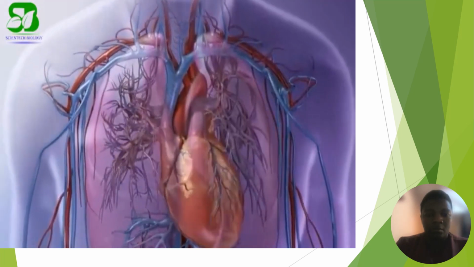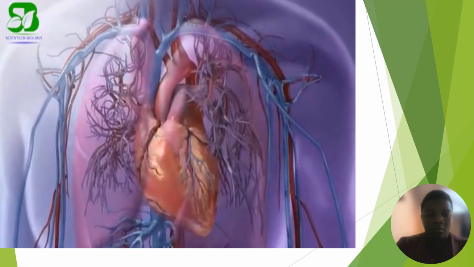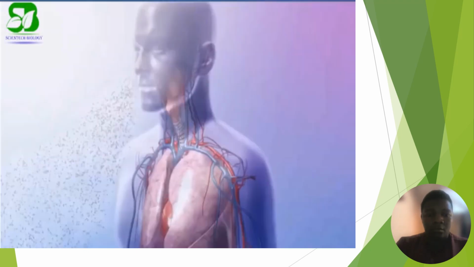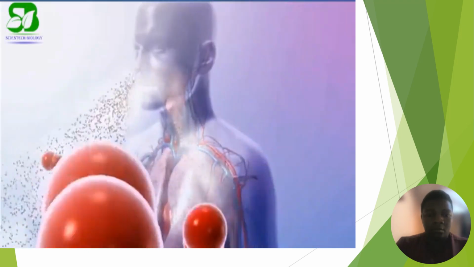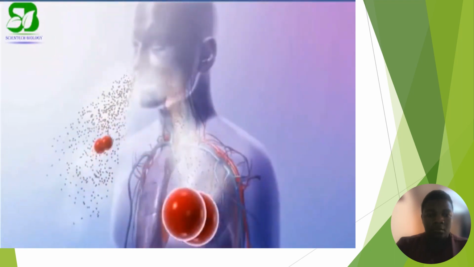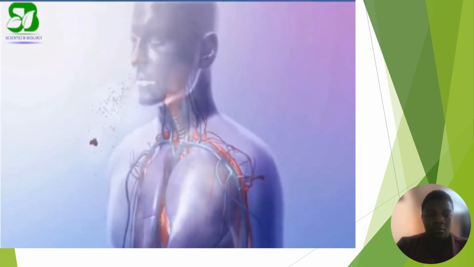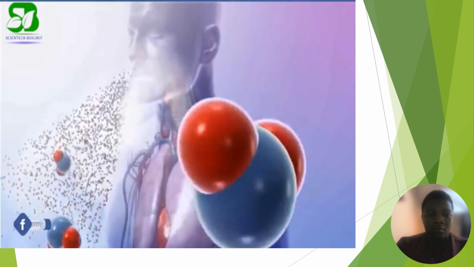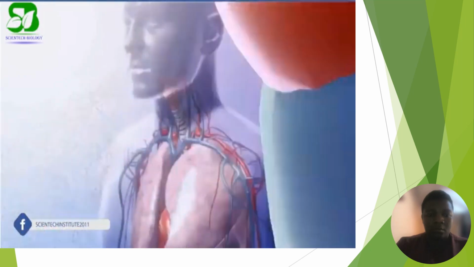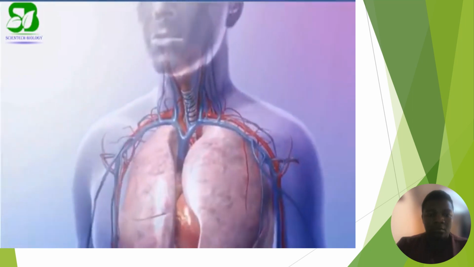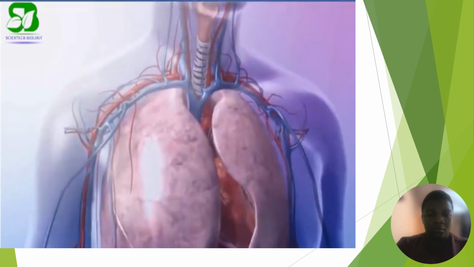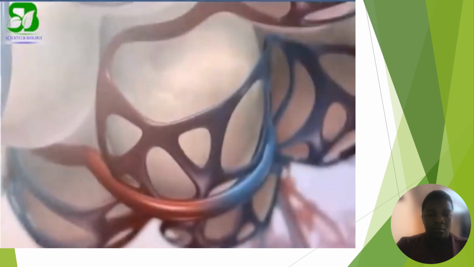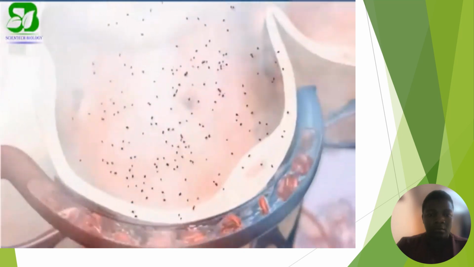Now let's see how the gaseous transportation takes place in our body. During normal inhalation, air containing oxygen passes through the nose and mouth to the lungs. During normal exhalation, air containing carbon dioxide and other waste passes out the same path. This process of moving air in and out of the lung is called pulmonary ventilation or breathing.